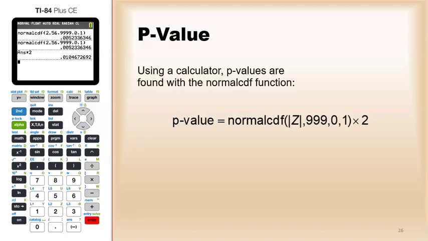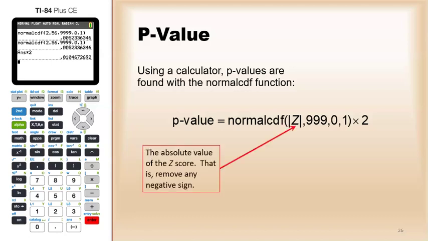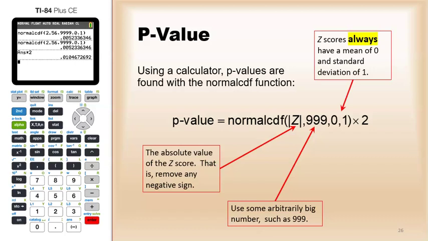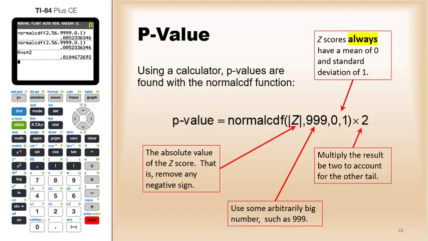So in general, the p-value is found using normal CDF. Whatever the test statistic is, take the absolute value, so chop off any negative sign. Just use the positive version of the test statistic, to some large number. 999 is always going to be more than sufficient for this. Then the mean of 0 and standard deviation of 1, since z-scores always have a mean of 0 and a standard deviation of 1. And then we multiply the result by 2 to account for the other tail.